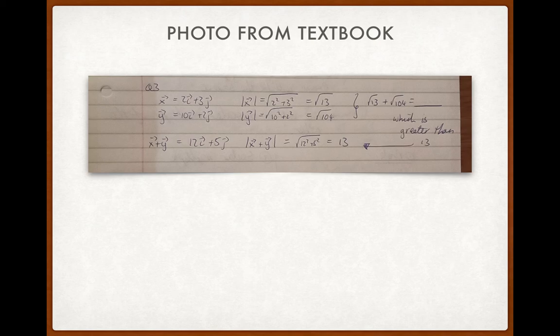Then get x plus y, which is 12i plus 5j. Get the magnitude of that. That works out as 13, and you should then show that the answer that I haven't filled in is greater than 13. That's question 3 done.